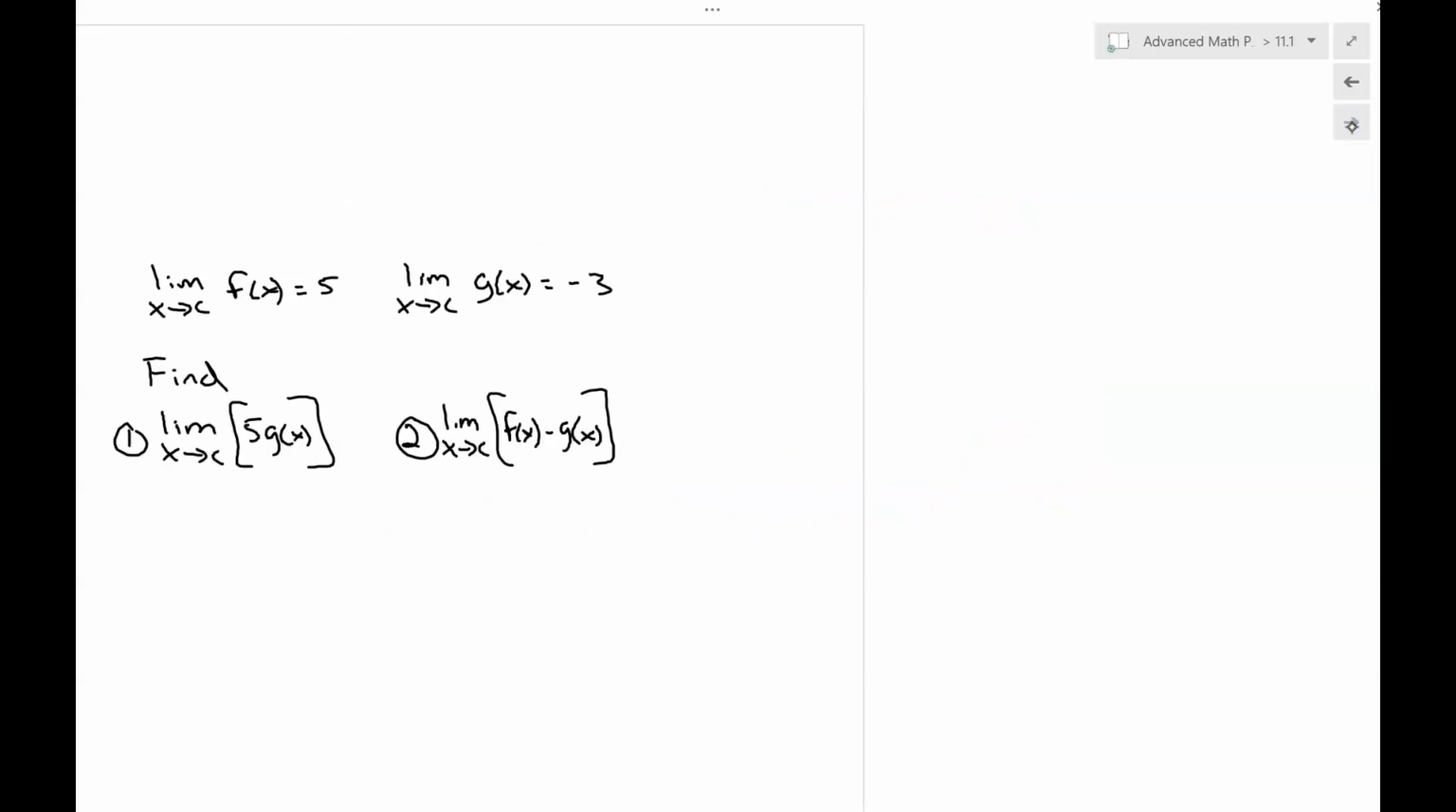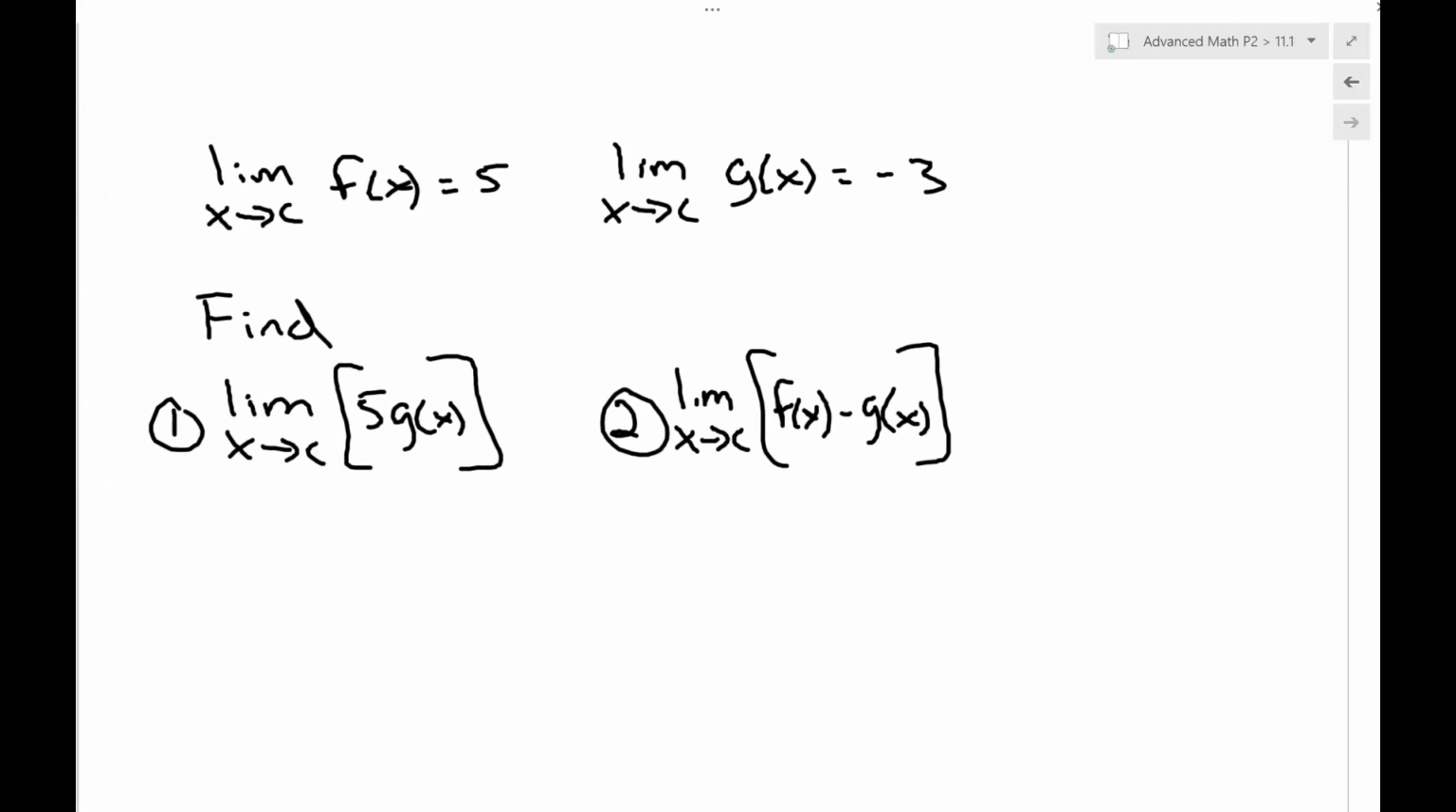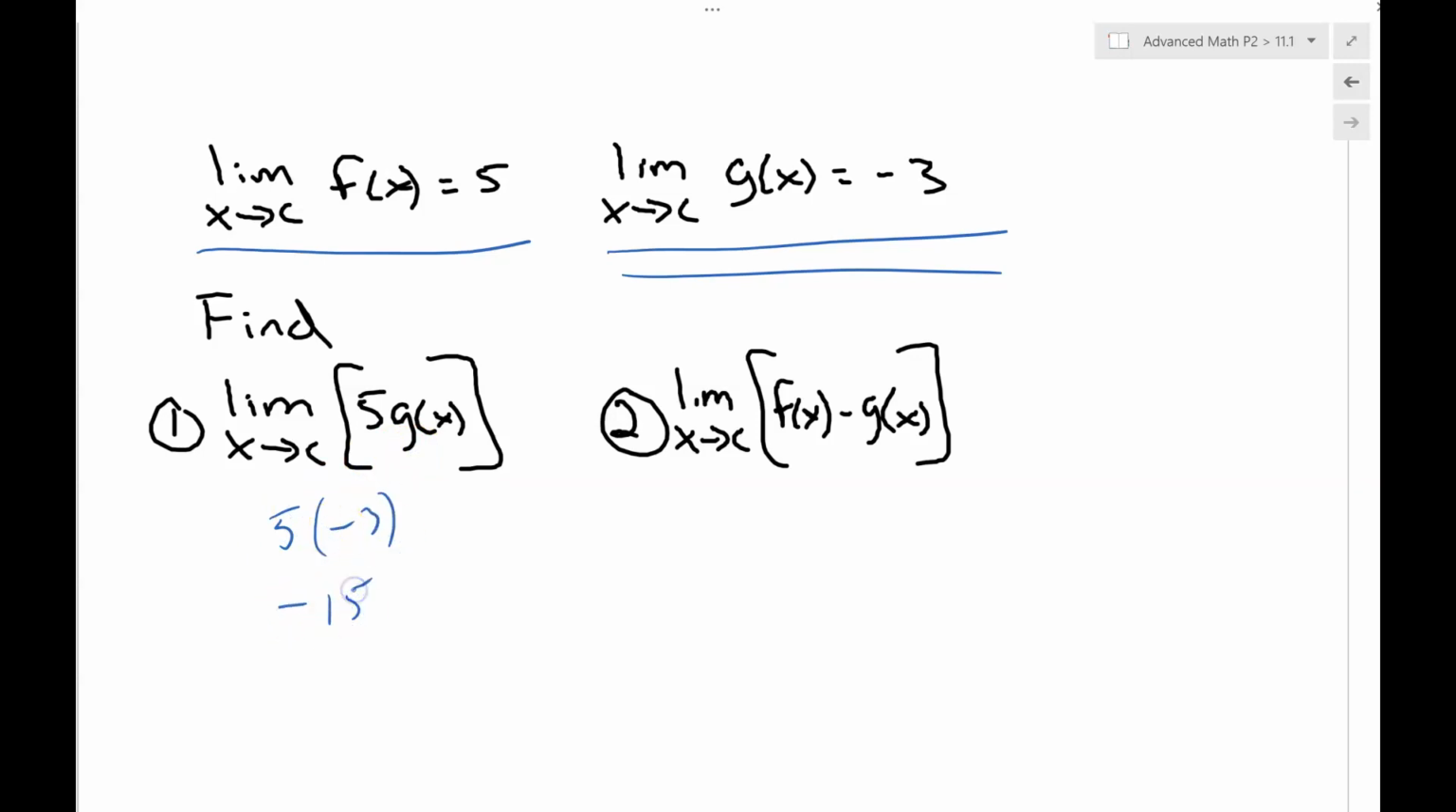All right, last thing is kind of using those properties. So here's what's going to happen with these problems. I'm going to give you some limit as x approaches c of a function f of x. I'm going to give you an answer. It's 5. I'm going to give you some limit as x approaches c of another function, g of x, and it's -3. And I'm going to ask you to do some different things with the notation. So like this one is limit as x approaches c of 5 g of x. What does that mean to do? Take 5 times the limit of g of x, which is -3, and that's -15.